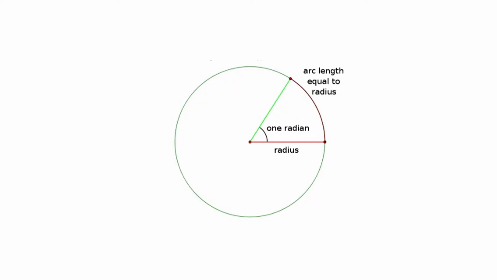We know that a degree is 1 upon 360th of a complete rotation around a circle. Radian is an alternate unit used to measure an angle in trigonometry. Just as it sounds, a radian is based on the radius of a circle. 1 radian is the angle subtended at the center of a circle by an arc that is equal in length to the radius of the circle. In calculus, we prefer radian measure of an angle rather than a degree measure.